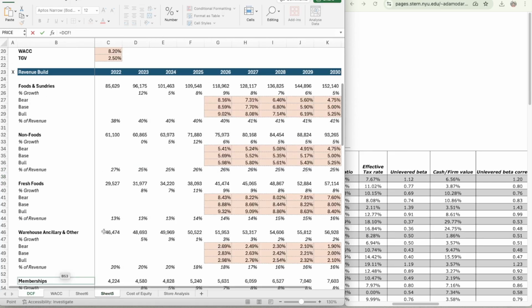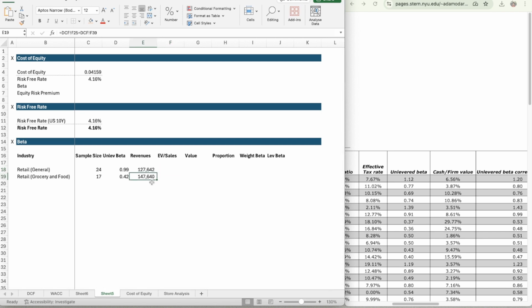And the retail and grocery is food plus fresh food. So if you just type these numbers in: for retail general, put the revenues as 127,642, because obviously this is in millions. Then the retail grocery 147,640. If you just write that in, then on the next one we'll make it more dynamic. But for now, this is fine.